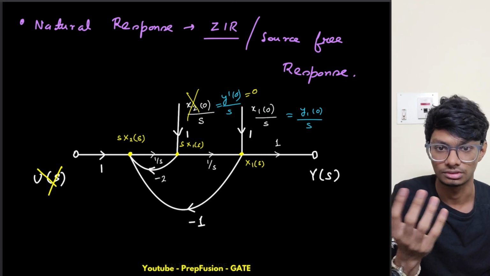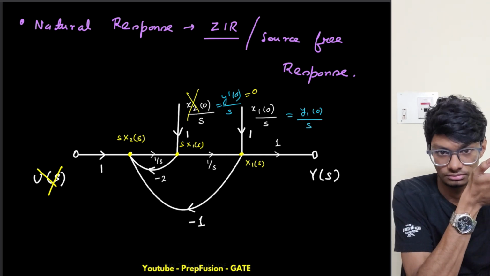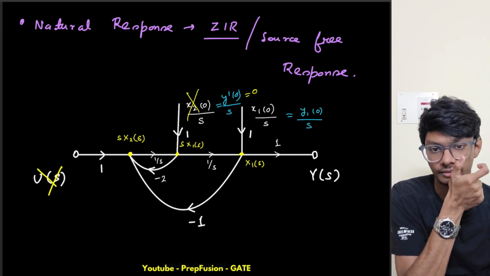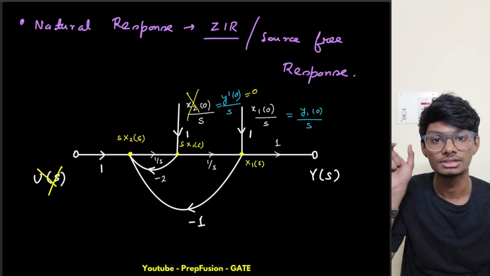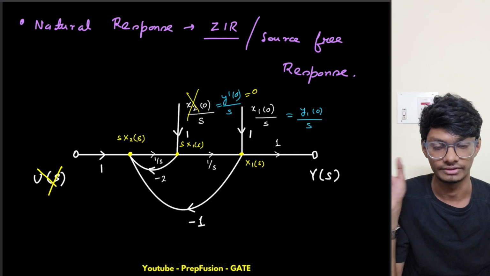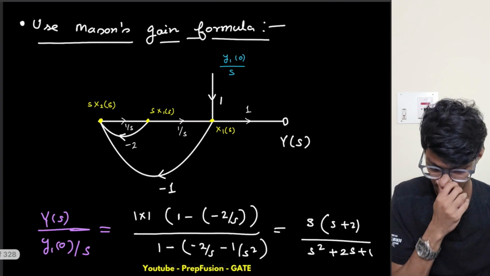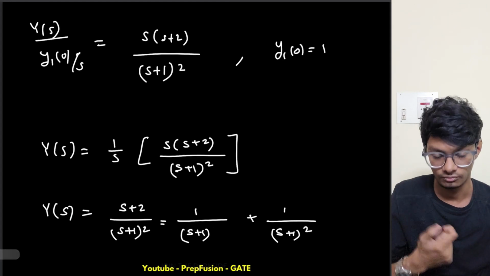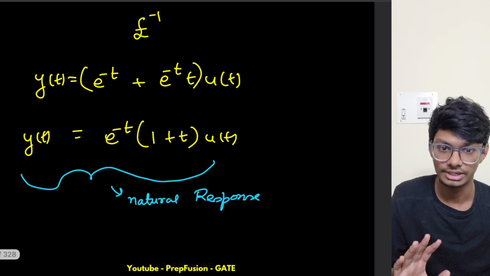If it wasn't 0, we would have found the response due to the first initial value of the state variable, then the response due to the second initial value of the state variable, and added those two up using superposition. That we would have done in this system. So this was the natural response.